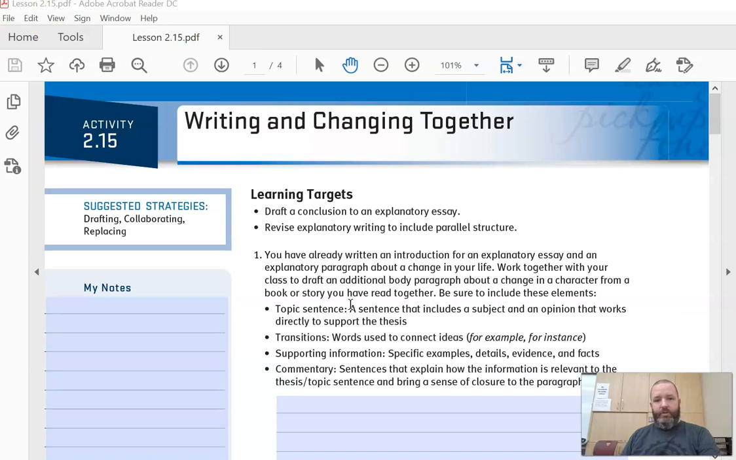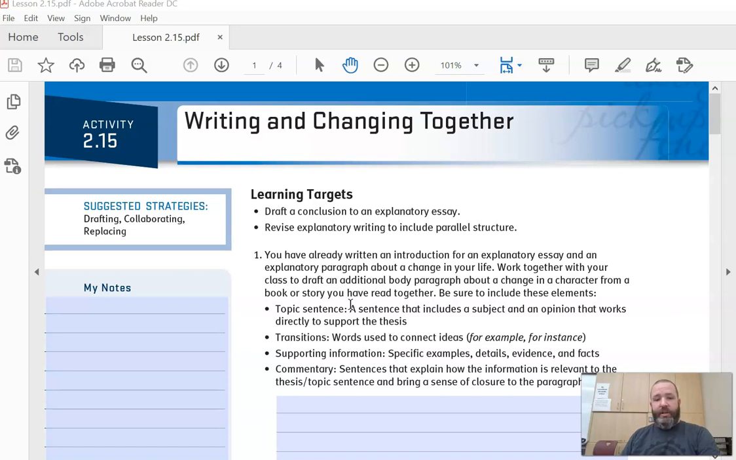Usually it's the middle paragraphs that are the easier ones, and the beginning and the ending, the intro and the conclusion, are sometimes difficult. Alright, it says, you have already written an introduction for an explanatory essay and an explanatory paragraph about a change in your life. Work together with your class to draft an additional body paragraph about a change in a character from a book or story you have read together.